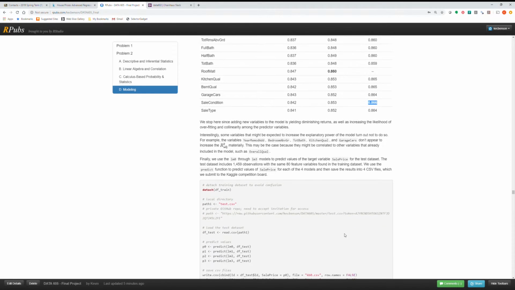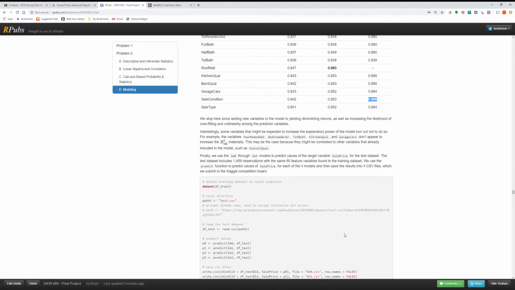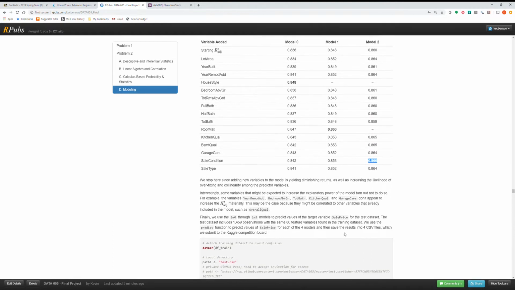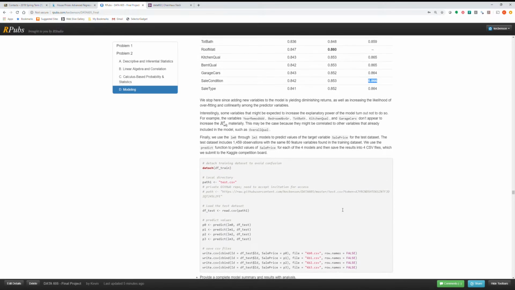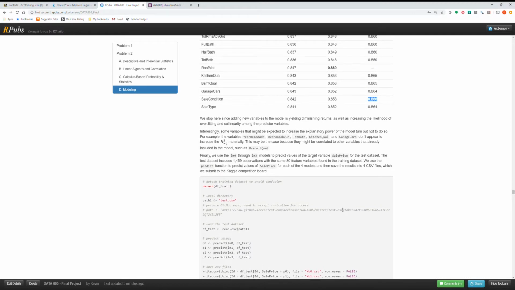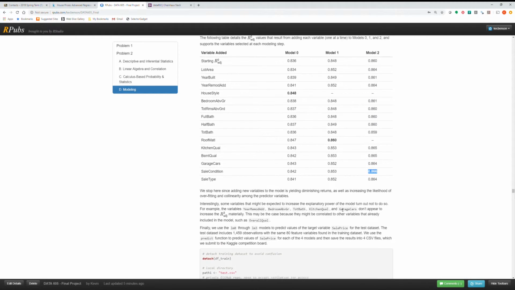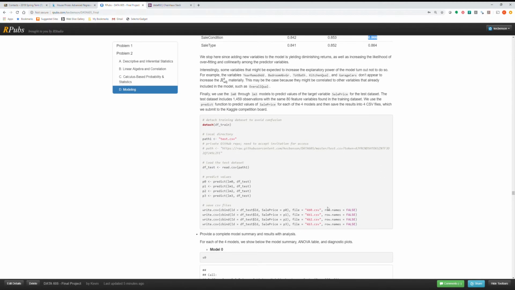I stopped at this point because it's clear from the numbers that there's diminishing returns in adding additional variables. And the risk in adding additional variables is that we increase collinearity among the explanatory variables, and we also increase the potential of overfitting to the training data set. So I stopped at that point, and 86% R squared seems like a reasonable number.